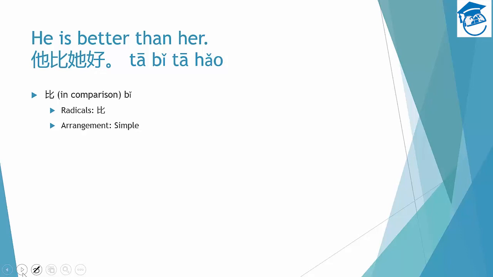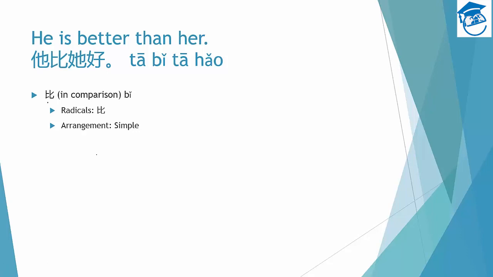Next one is about comparison. So to say he is better than her, you can say 他比她好. Of course, when you speak it out, you can't really differentiate which one is his or her, but when you are speaking about it within a context, you should make the other person understand which 他 you are talking about.